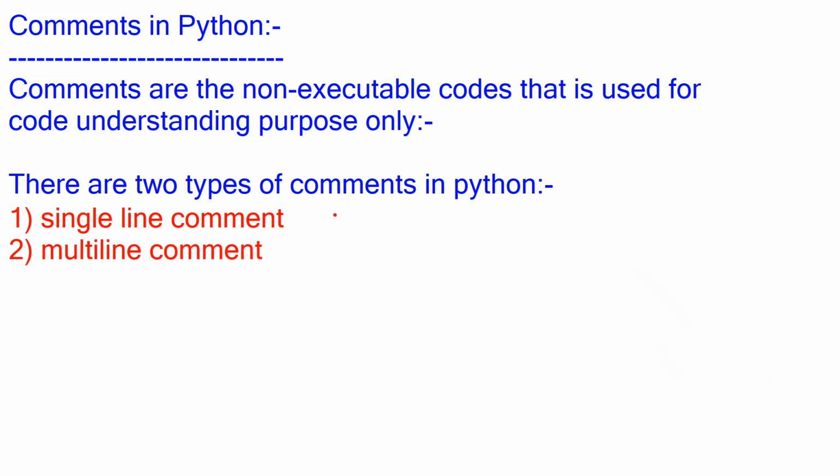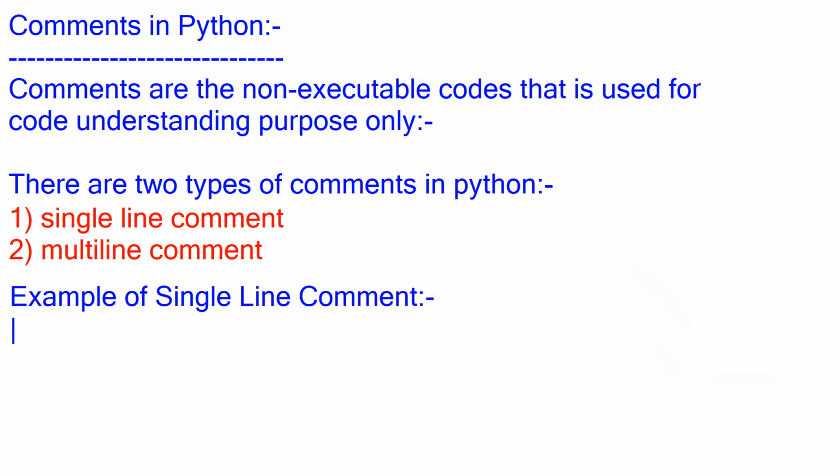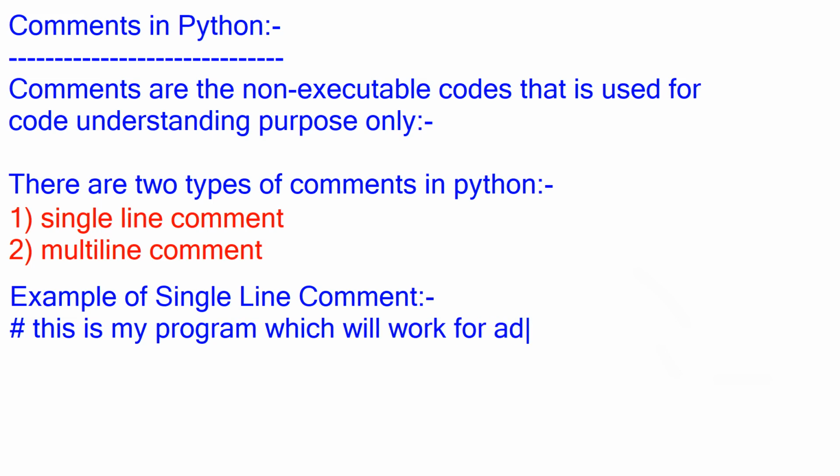For single line comment, I will give only an example, so you can understand by example. For a single line comment we use a hashtag and then write your comment, like, this is my program which will work for addition. That's it.